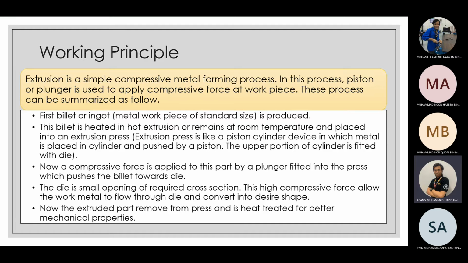Next, a compressive force is applied by the plunger fitted into the press, which pushes the billet toward the die. The die is a small opening of the required cross-section. This high compressive force allows the work metal to flow through the die and convert into the desired shape. Now, the extruded part is removed from the press and is heat treated for better mechanical properties.